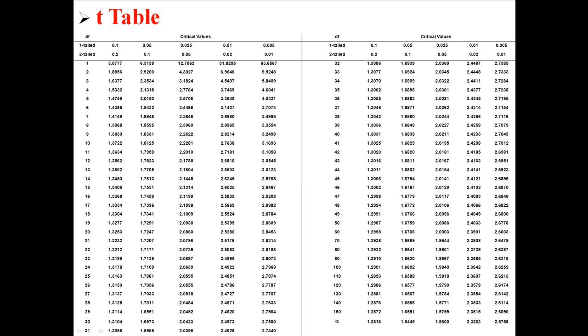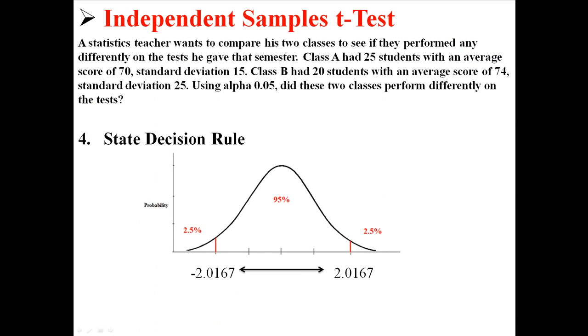So here is our t-table. Remember that we are doing a two-tailed test with alpha 0.05 that has 43 degrees of freedom. So I have those two areas marked in red. And when I draw the arrows over there, that's how I find out that our critical value is 2.0167. So basically we expect our t to be between negative 2.0167 and positive 2.0167.